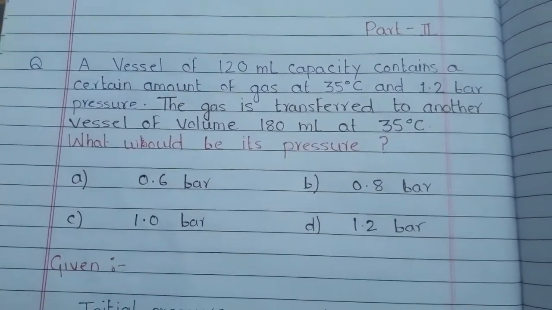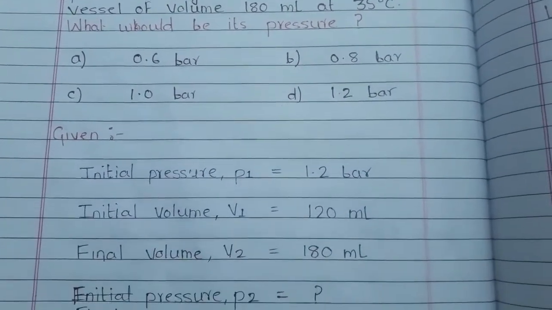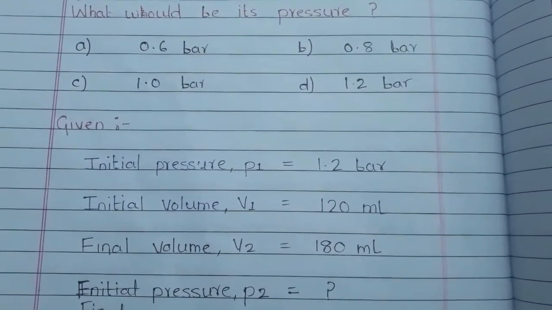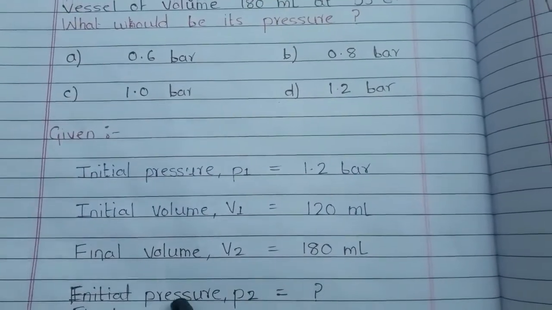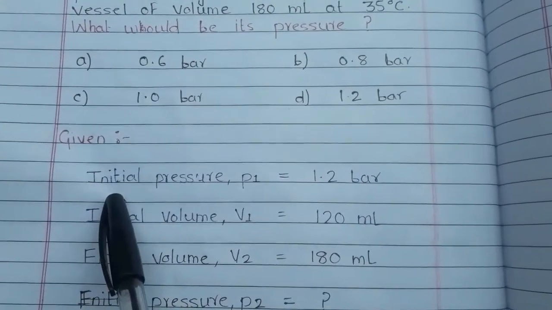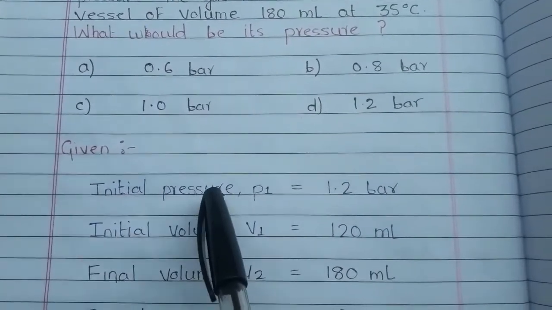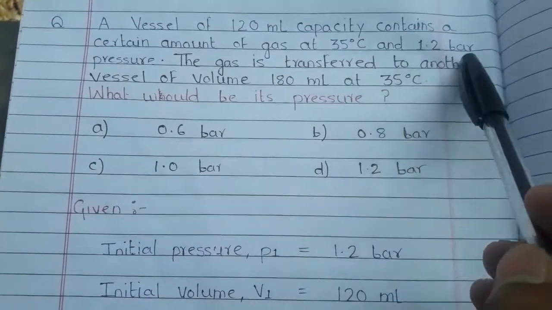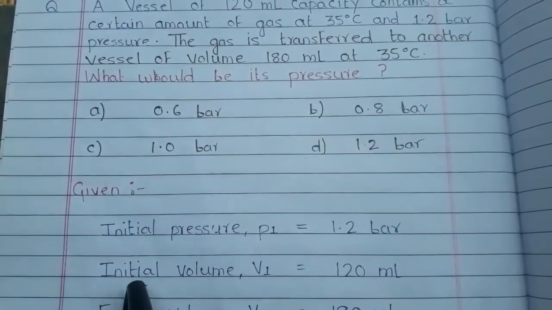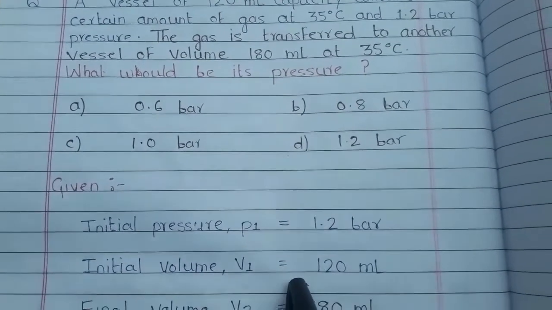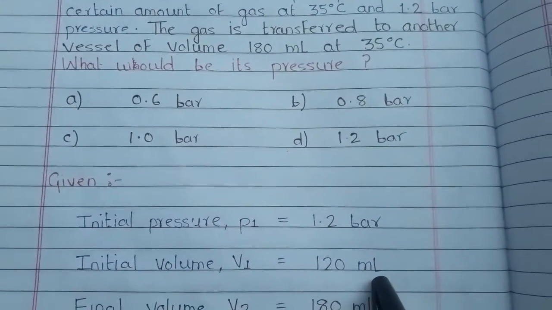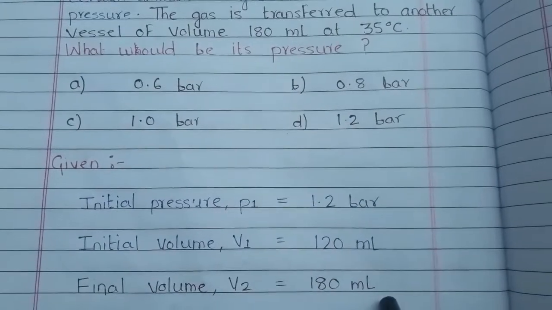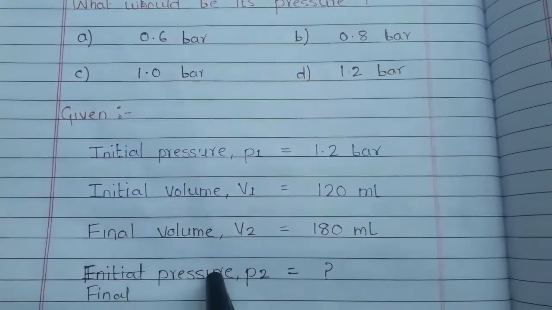So first of all, for solving such type of question, we will write what we have given in the question, so that we will come to know what we have given and what we need to find out. So first step is to write what we have given in the question. We have given initial pressure, which we represent by the letter P1, which is 1.2 bar. Next we have given initial volume, which is V1, and initial volume is nothing but 120 ml, and the final volume we have given in the question is V2, which is 180 ml, and we need to calculate the final pressure P2.